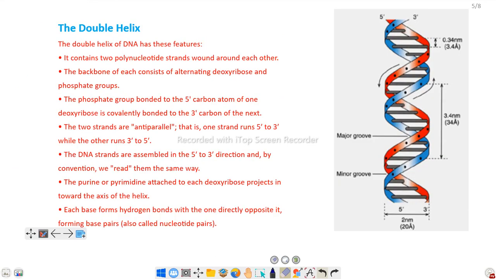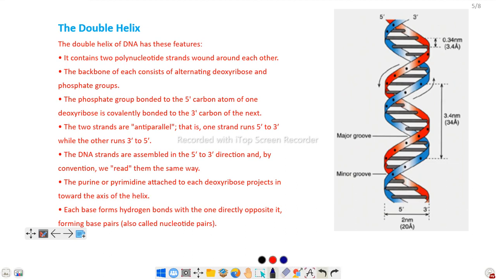Next is the double helical structure of DNA. Johann Friedrich Miescher recognized the DNA, but the double helical structure was proposed by Watson and Crick in 1869. The double helix of DNA has 3 features. First, it contains 2 polynucleotide strands wound around each other. The backbone of each consists of alternating deoxyribose and phosphate groups.